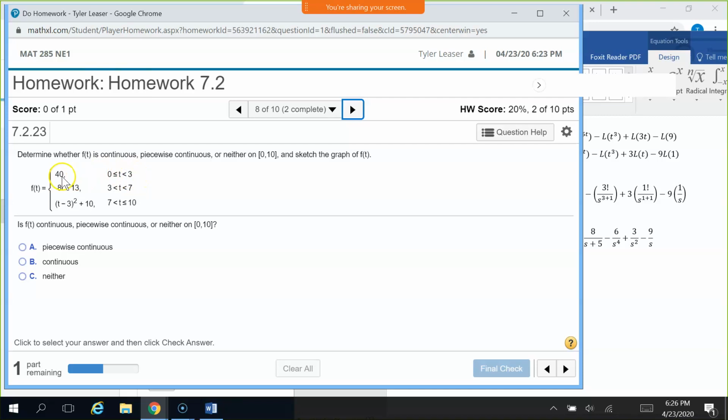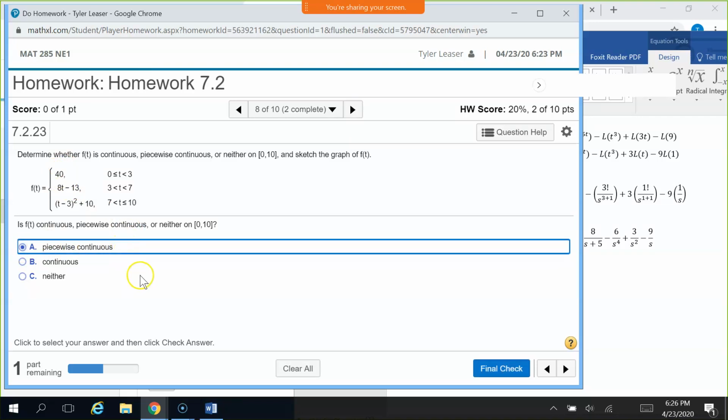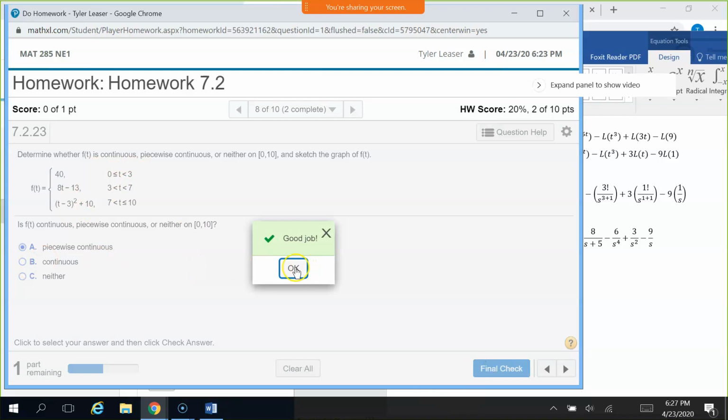So if I plug 3 into the first one, of course we're still just going to have 40. But if I plug 3 into the second one, 8 times 3 is something, 24. Minus 13 is 11. Which is definitely not equal to 40. So already it has to be piecewise continuous because we have a jump there at the 3. So it doesn't even really matter what happens at the 7. It's either going to be the same or it's going to jump, but we've already made a jump, so it has to be piecewise continuous.